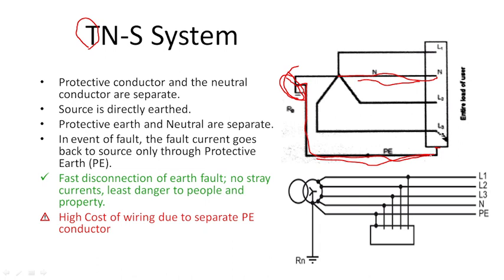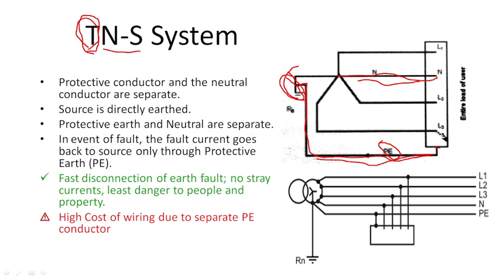So the purpose of the two is different. The neutral conductor is supposed to bring the neutral current, whereas the protective earth conductor is used for carrying the fault currents or the leakage currents. So the source is directly earthed, and the protective earth and neutral are separated. Source directly earthed stands for T, terra. The neutral is separate from your protective earth. So when a fault occurs, the fault current goes back to the source only through this protective earth, not through the neutral. So the advantage is that you can have fast disconnection of the supply in case of an earth fault, and there are no stray currents.